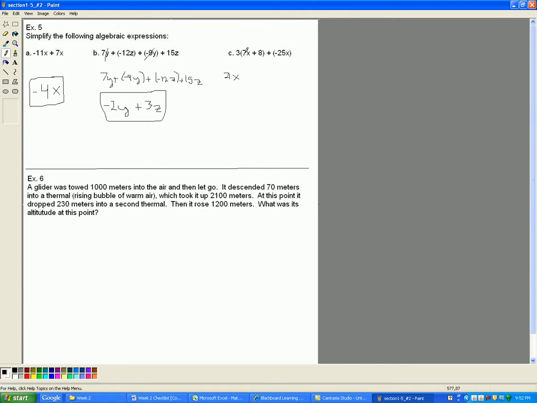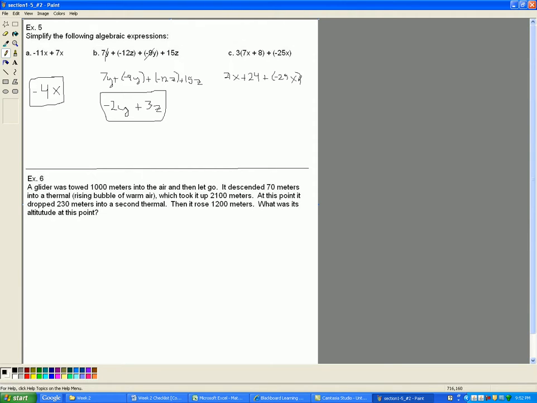So again, the 3 distributed to 7x is 21x. The 3 distributed to the 8 gives us a plus 24. 3 times 8 is 24. Plus, again, this negative 25x does not get the 3 because we see there's a plus in between, so it's all by itself. Plus a negative 25x. So there we just used the distributive property.